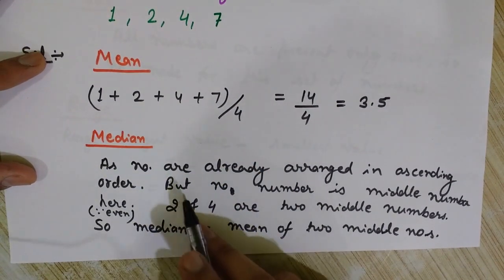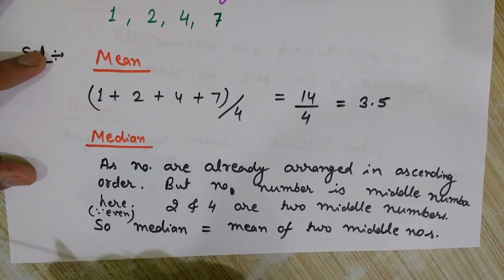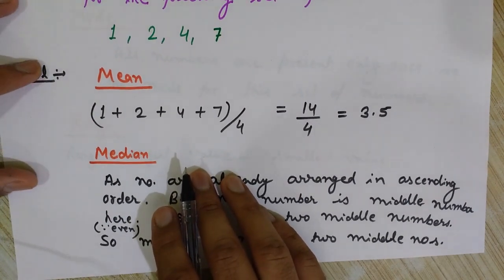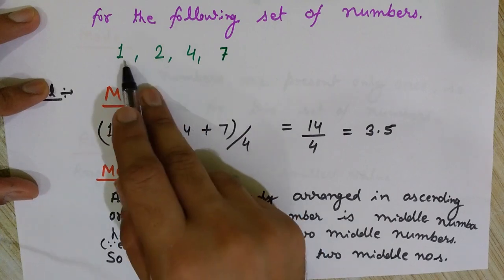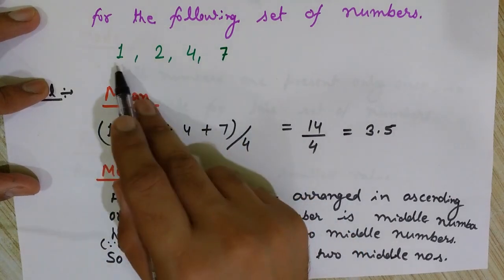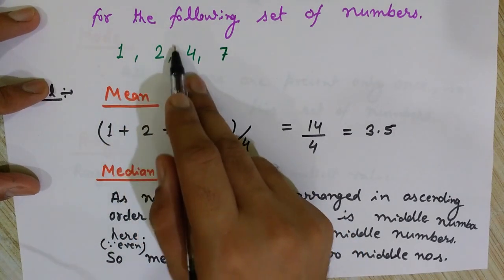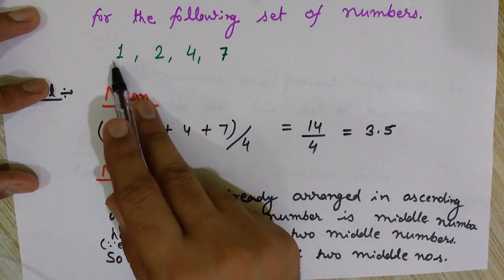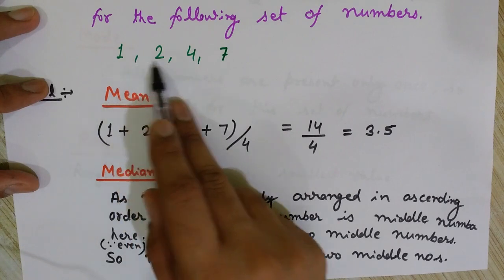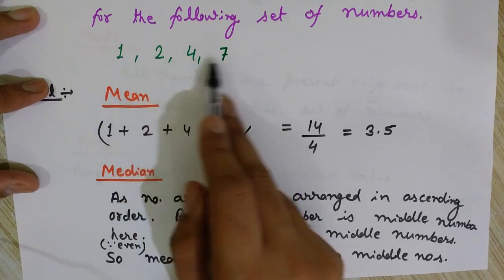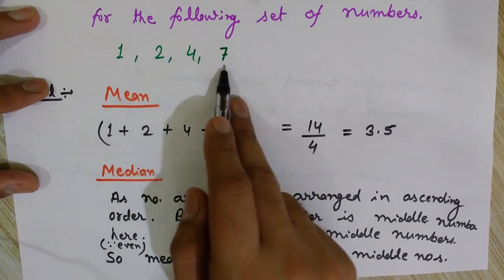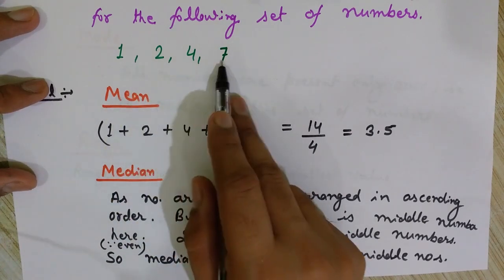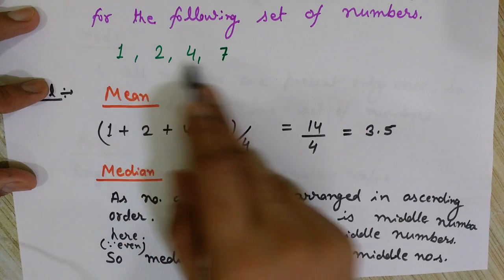But there is some difference in the median case. As I told you, we can calculate the median by first arranging the numbers in numerical order. Then we see the middle value, and that middle value will be the median. As these numbers are already arranged in ascending order, 1, 2, 4, 7, no need to rearrange them. So this is the order.